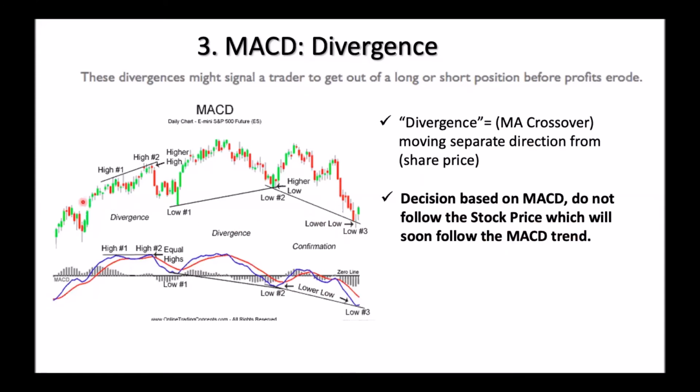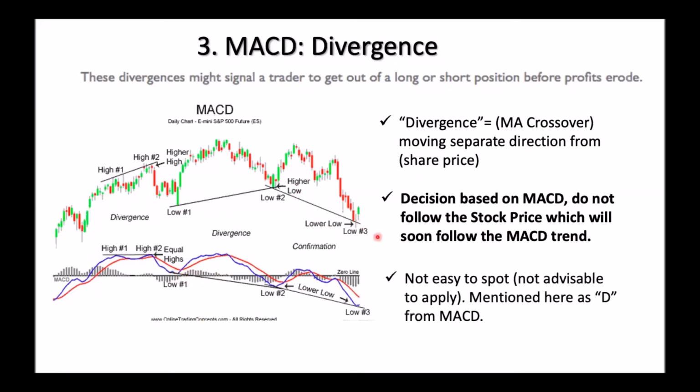So when you see the price moving up, higher high one, high two, but we notice that the crossing line and both together are flat, it shows that actually the price is going to move down. When the price is up, you see they use this type of method. Then the price moves down later. So it's not easy to spot. I mention it here because there's a D in MACD, so you know why divergence, just for academic purposes. We don't really use this.